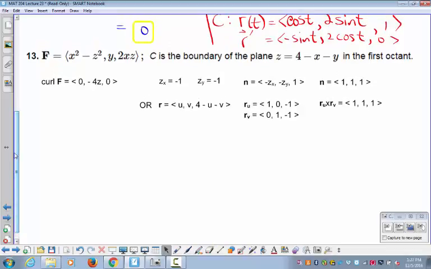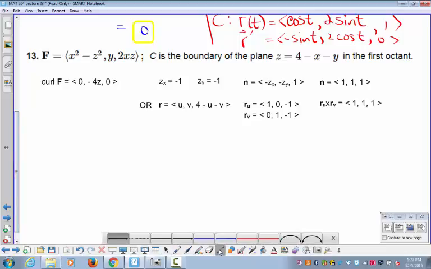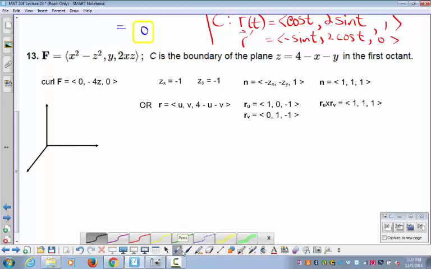Alright, let's do another one. So in 13, we've got another plane. They're only asking about what's happening in the first octant. So let's do a quick sketch of what's happening in octant 1. What's the z-intercept that we're dealing with? 4? How about the x-intercept and the y-intercept? All fours, right?